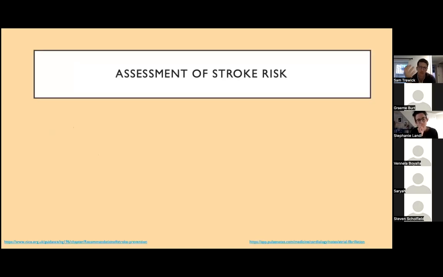So stroke risk is really the one that we think about most commonly, and is the basis of which we base our strategy. Does anyone know how we assess someone for a stroke risk associated to AF? CHADS-VASc score. Yeah, exactly, that's right.